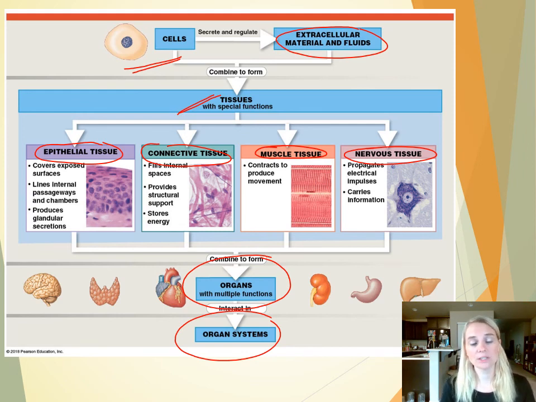All right, so that's all I really wanted to talk about in this introduction, just to introduce you to the 4 types of tissues and their general functions. And then in the subsequent videos, you'll be diving into more of the details of each of those groups of tissues. All right, I will see you then.